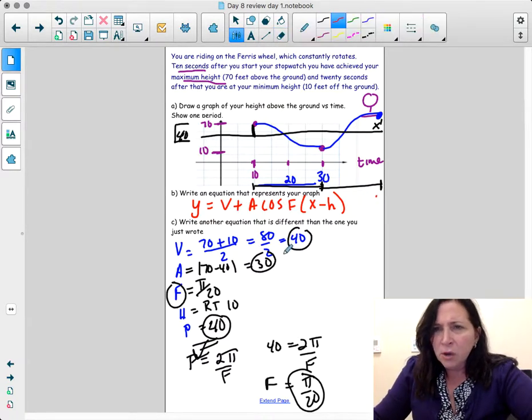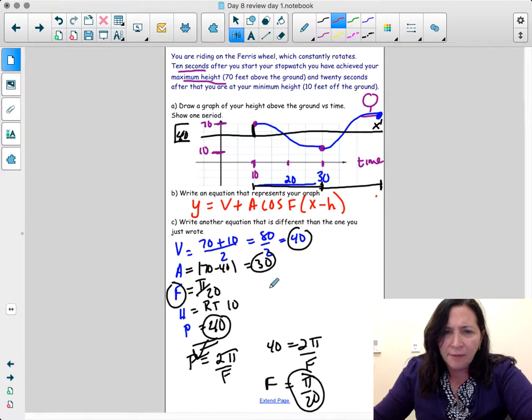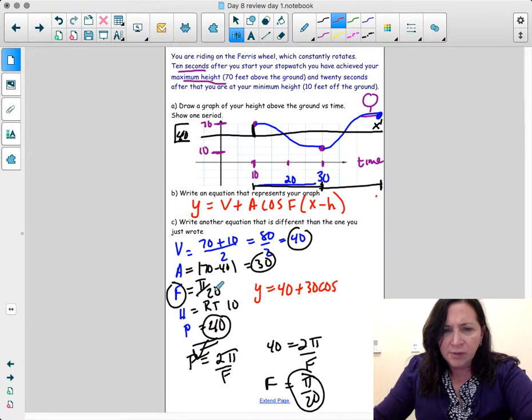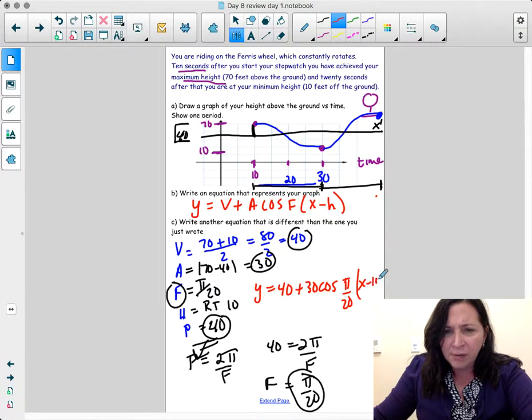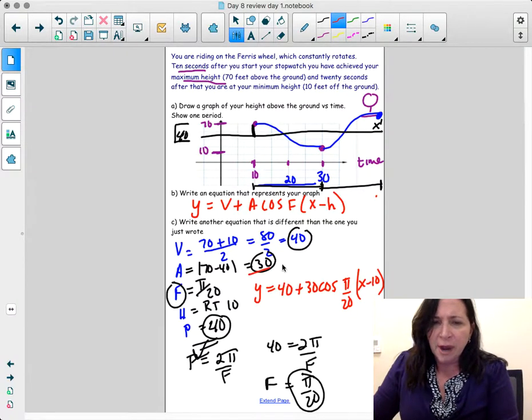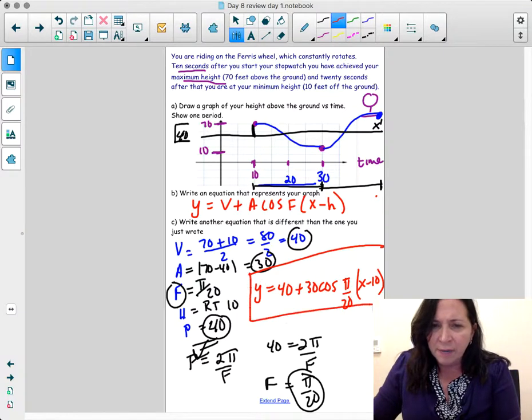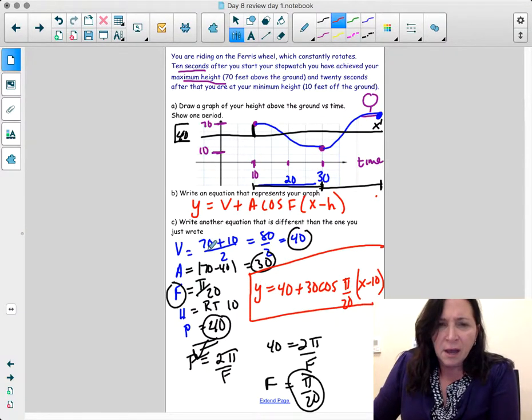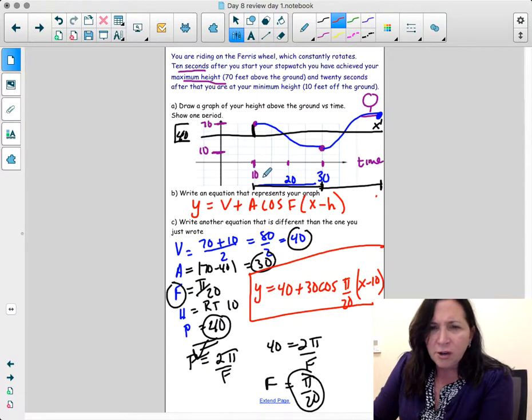Okay, so what we have here is y is equal to, now just plug in the values that you have. Vertical shift, 40, plus 30 cosine of frequency, which is pi over 20, times my horizontal shift, which is x minus 10. So this is the equation of my graph. Okay, I'm good. I could also write another equation if I wanted to.